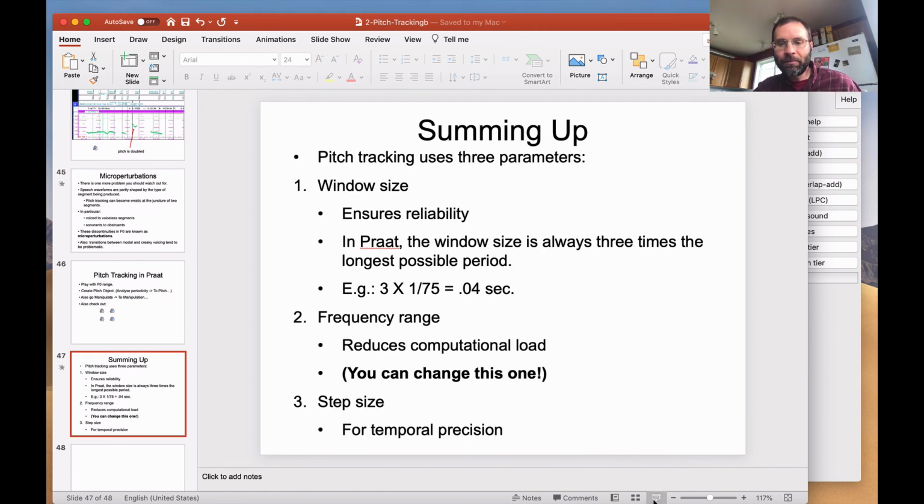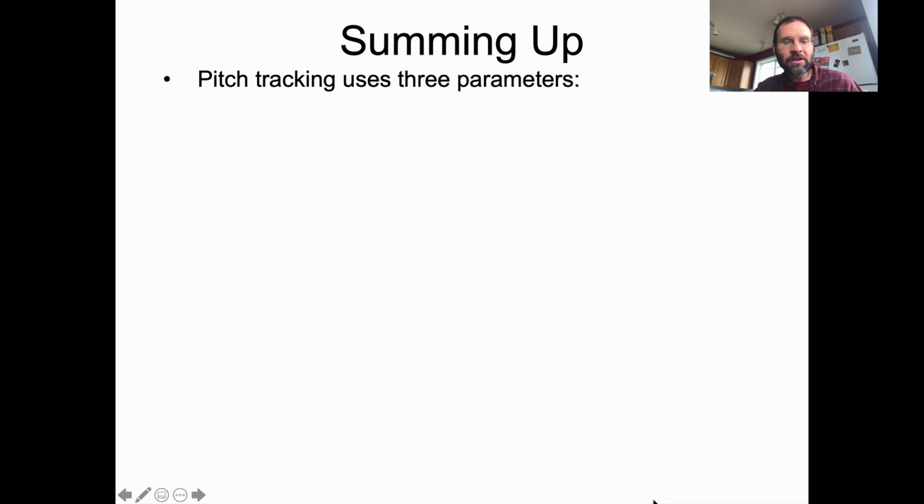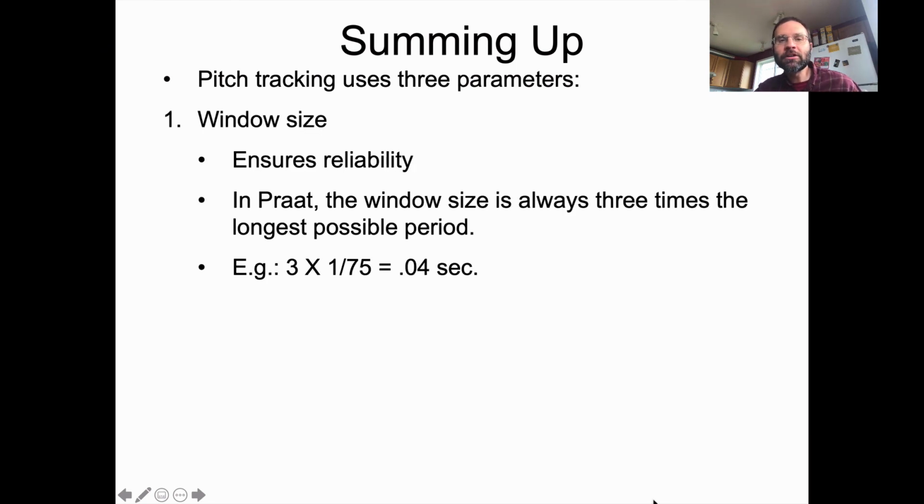Basically, to wrap things up with automatic pitch tracking, the pitch tracker can use 3 parameters. Window size, I should have mentioned this before, the window size in Praat is always going to be 3 times the longest possible period it's checking. So the default longest possible period is 1/75 seconds. If you multiply that by 3, you get a total window of 0.04 seconds. That's why we were looking at a window length of 0.04 seconds from the very beginning of that example with my mom's little movie night snippet.